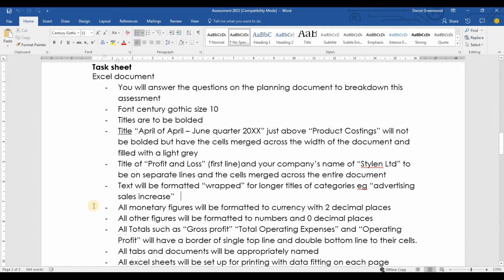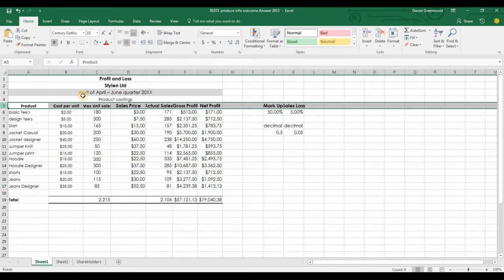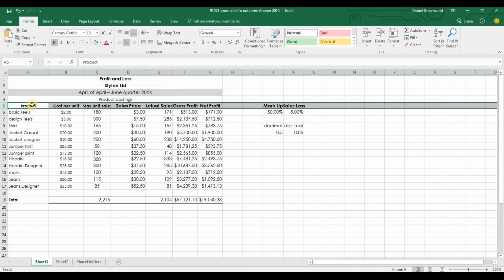Right. Text will be formatted, will be wrapped for longer titles of categories. So it's titles of categories. Okay. E.g. advertising sales increase. So like I've got some of these, they don't really look that long, to be fair. So I'm just going to highlight this whole row. And this is called wrap text there. Or I can right mouse click. Oh, yeah. I'll highlight that way because it'll let me do it.